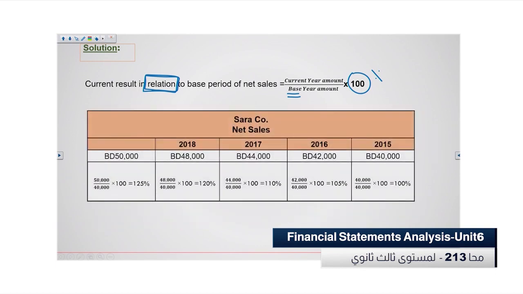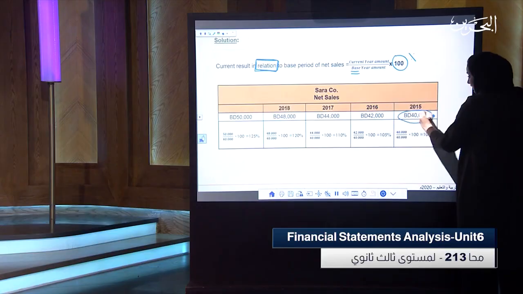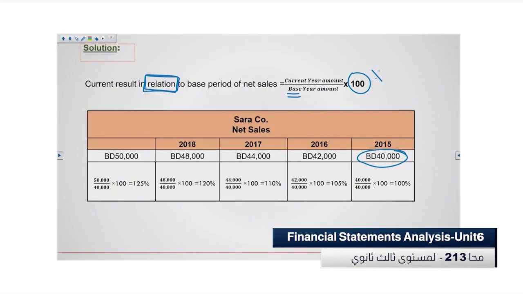Let's start with the base year 2015. 2015, this is the base year, so we will use it at the top. Okay, over, because the same year it will be base over the base, because there is no current year for this year. Okay, multiply by 100, it will give us the 100%.